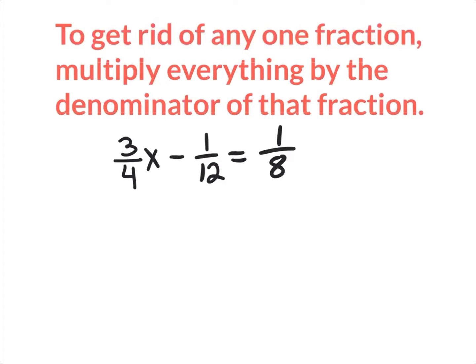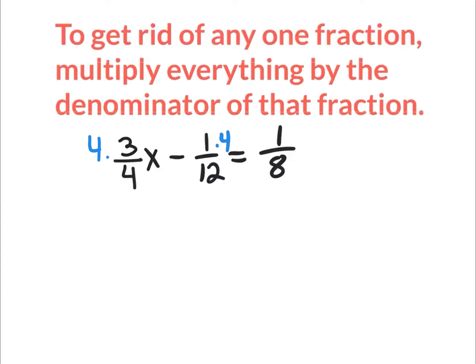Which fraction would you like to get rid of first? Pick one. It doesn't matter which one. We're going to get rid of all of them, but pick one to get rid of. 3/4. Okay, so how do we get rid of a fraction? Well, what is a fraction really? It's really 3 divided by 4. So if you don't want the divided by 4 part, it'd be cool if it were just a 3x, right? All you have to do is get rid of the divided by 4 by multiplying by 4. So whenever you want to get rid of a fraction, multiply by the denominator of that fraction. And not just that fraction, multiply everything by the denominator of that fraction.